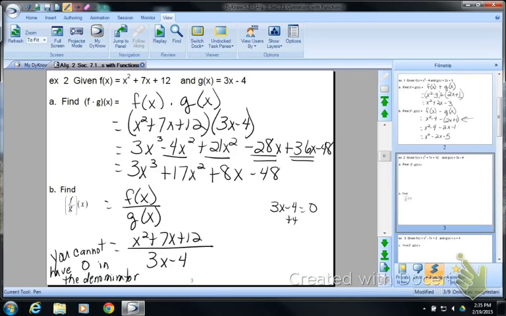So add 4. So 3x is equal to 4. Divide by 3. So x is equal to 4/3. What that means is, if I put 4/3 right here, multiplied it by 3, and then subtracted 4, what would I get? 0. And I cannot have 0 in the denominator. So I have to state a restriction. My restriction is x cannot equal 4/3. So anytime you have a variable in the denominator, you have to go and set a restriction.